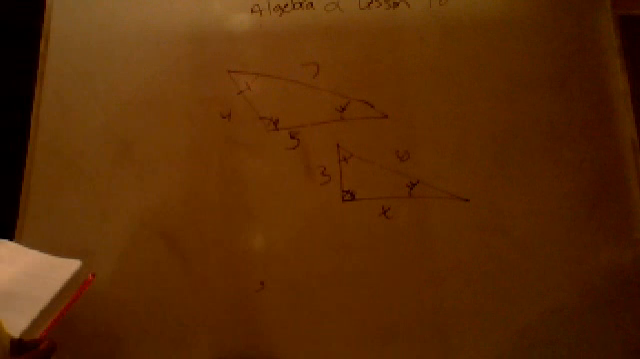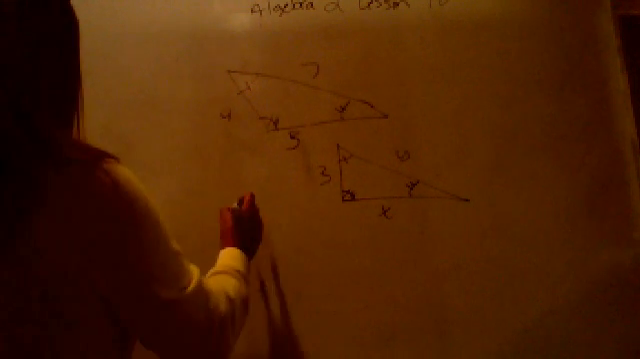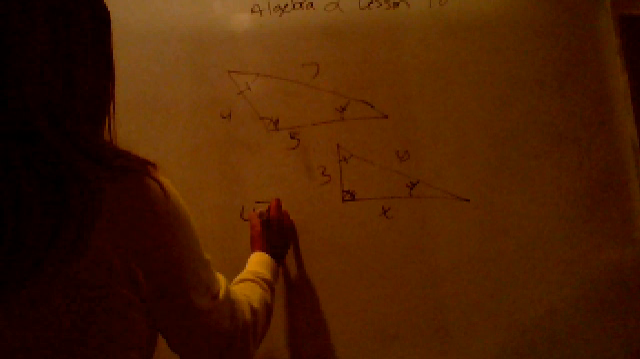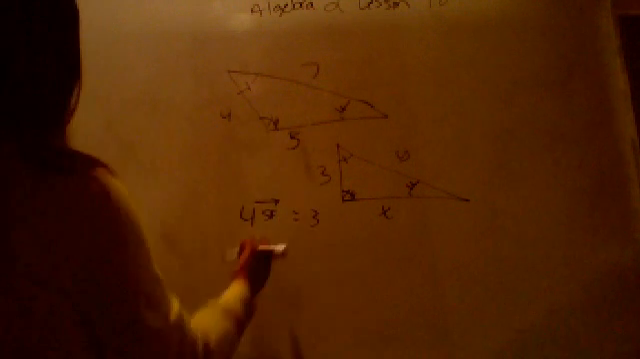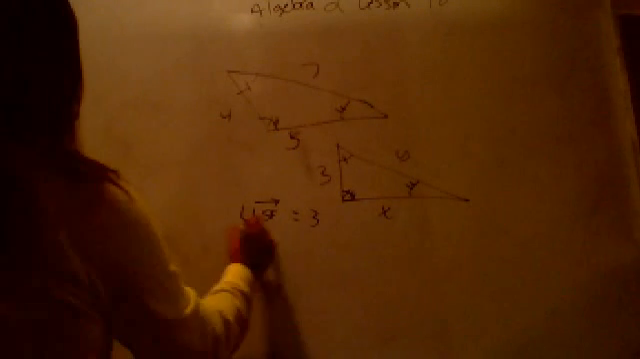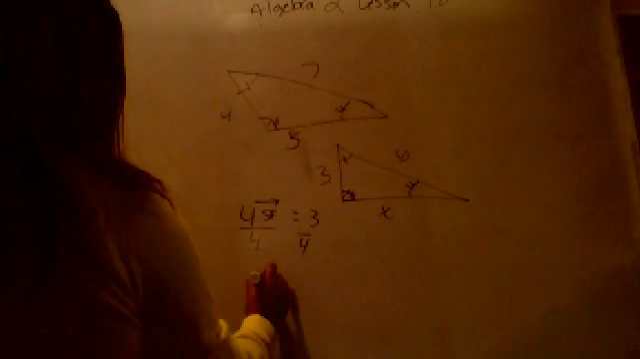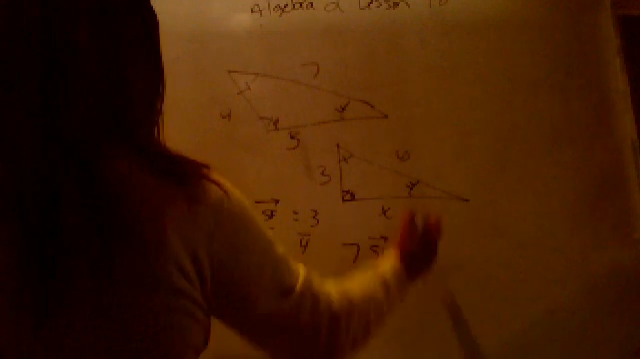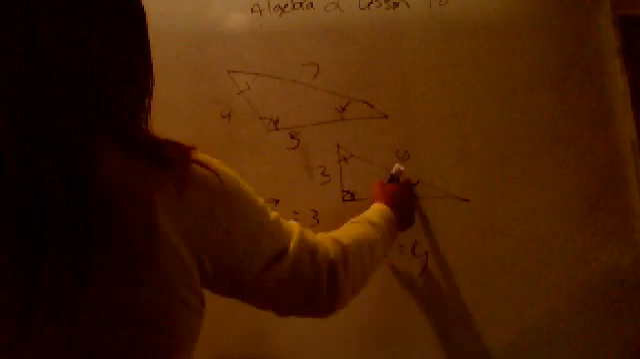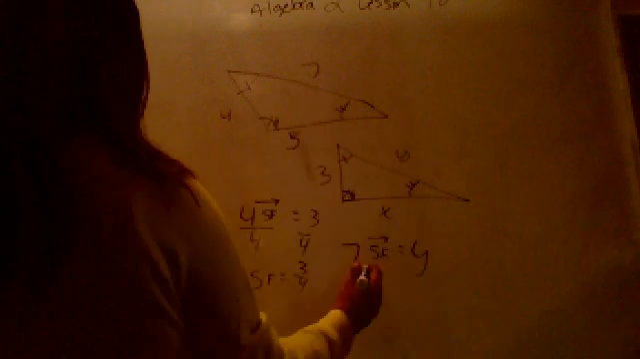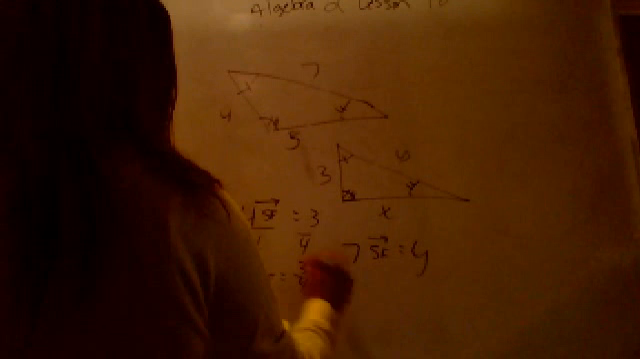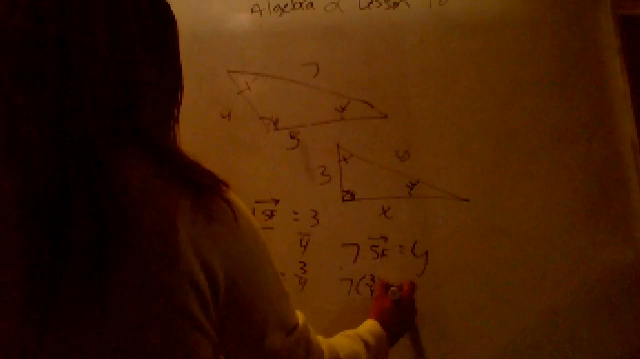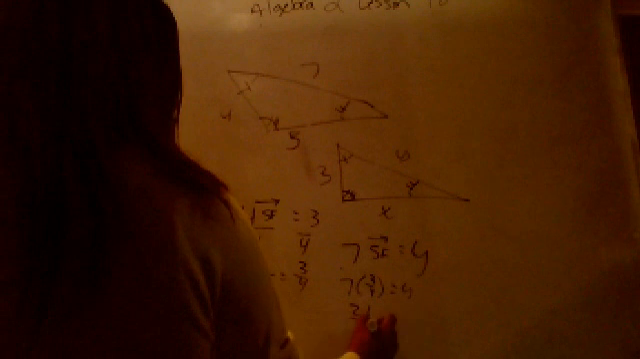So they want us to find x and y. Well, we know 4 times the scale factor is equal to 3. We can solve for the scale factor by simply dividing both sides by 4. So we get the scale factor is equal to 3/4. So 7 times the scale factor is going to equal y, because those are the corresponding sides. So we fill in what our scale factor is. We said 3/4. So y is equal to 21/4.